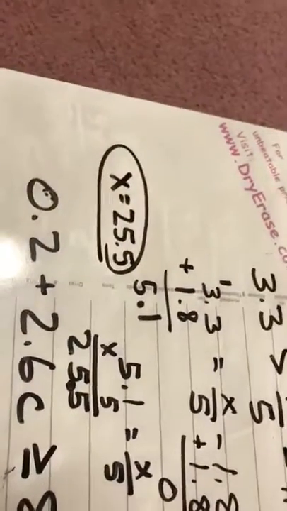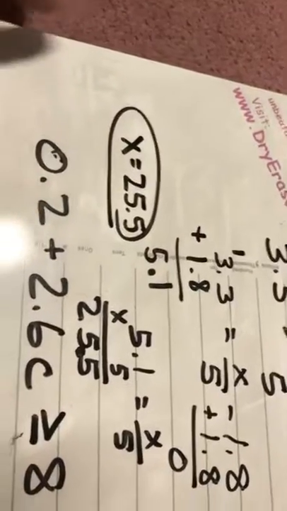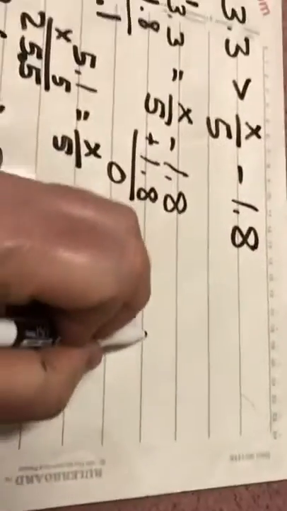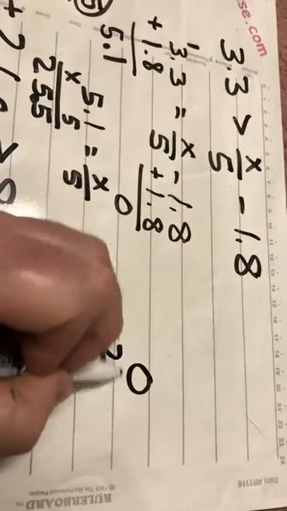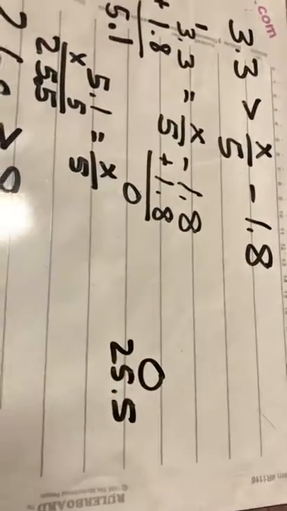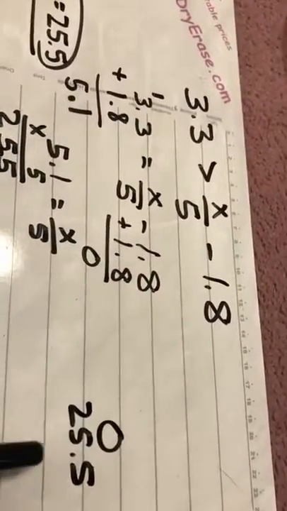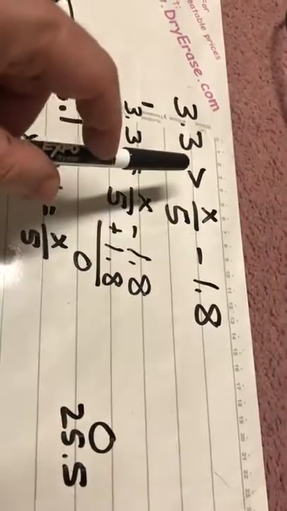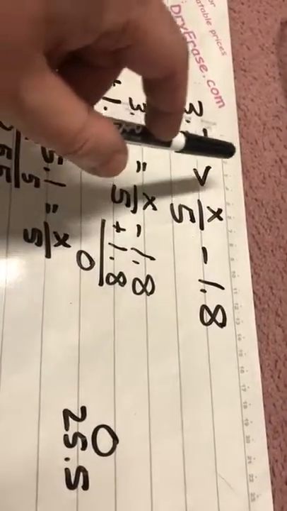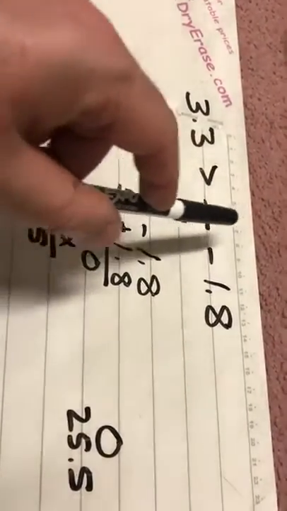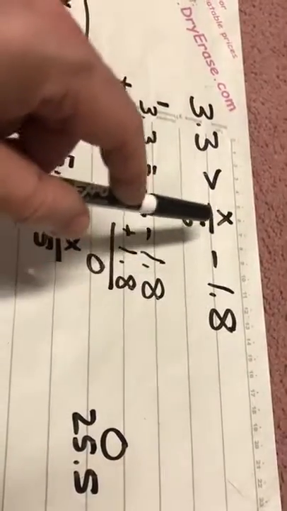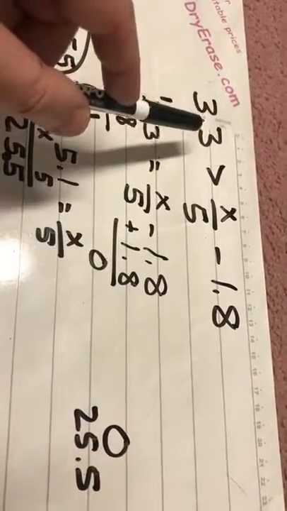But that's not enough. I have to graph it. So my graph, I'm going to come over here. My graph is going to start at 25.5. Now my question is, is this going to be shaded or unshaded? Well, it says 3.3 is greater than x over 5 minus 1.8, or x over 5 minus 1.8 is less than 3.3.